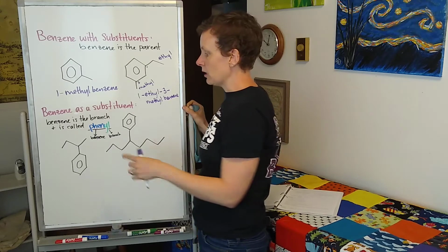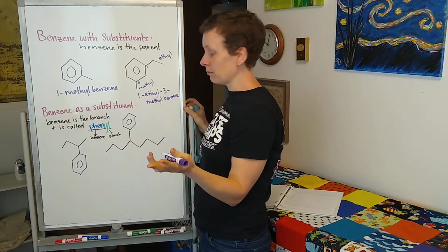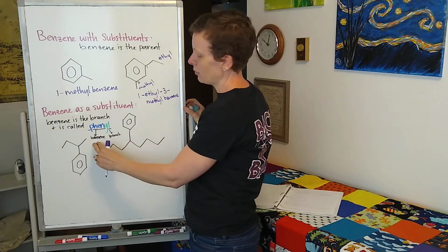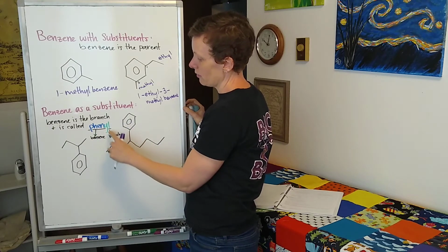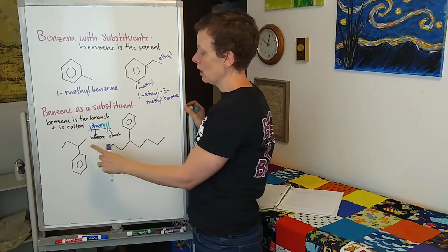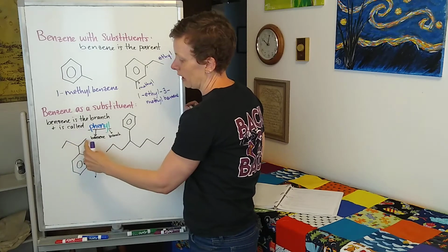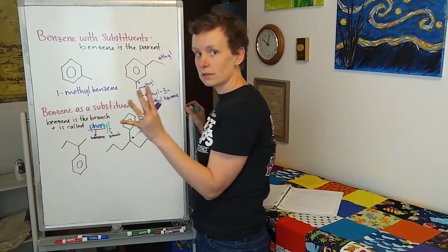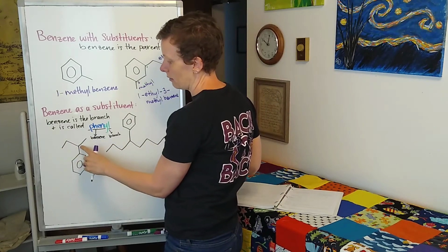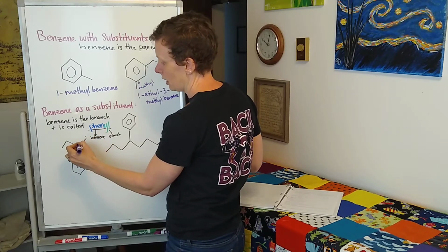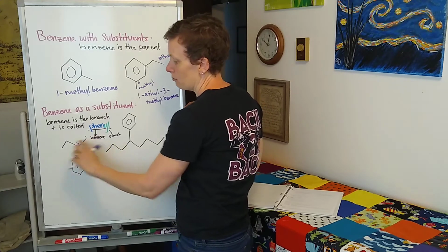When benzene is the branch, it is called phenyl. Phen, P-H-E-N, is a new prefix. That prefix means benzene. And that suffix right there, YL, still means branch. So phenyl is a benzene branch, okay? In this parent molecule, I have 1, 2, 3, 4 carbons, all single bonds, so that's butane. And remember, we number the parent so that the branch is attached to the lowest possible number. So that's going to be carbon number 2. So 2-phenyl butane.